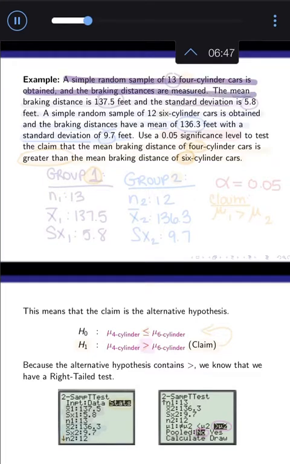So let me go ahead and translate that. So we have our first group. Let's call that group 1. And they gave us the size of the sample, or N1, is 13. What else did they tell us?